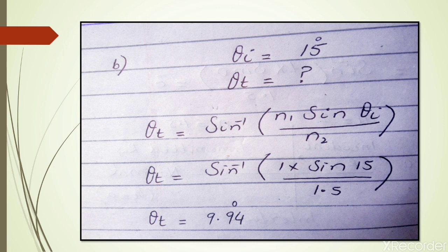The angle of incidence in the second question is 15. We need to find out the angle of transmission. So we already know how to calculate the angle of transmission. We can calculate it with the help of sine inverse of N1 into sine of theta I by N2. We put the values in this equation and we get the angle of transmission, which is 9.94.